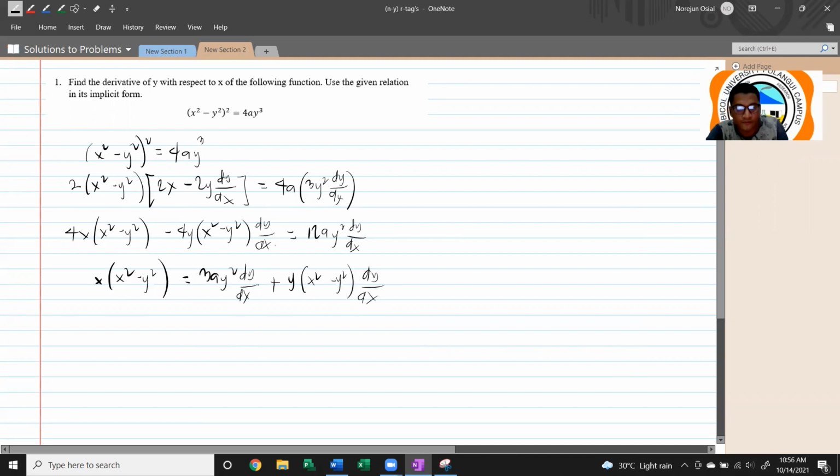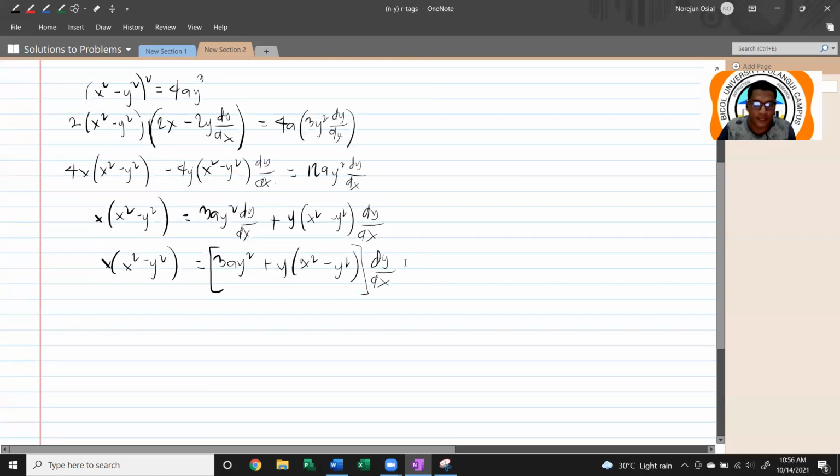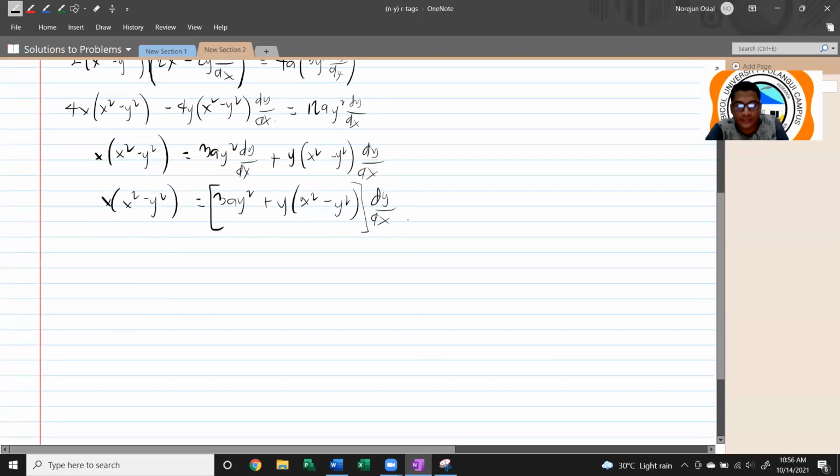We factor out the common factor, that is the derivative of y with respect to x. So x times x squared minus y squared equals 3ay squared plus y times x squared minus y squared, times dy over dx. Now we isolate the derivative of y with respect to x.